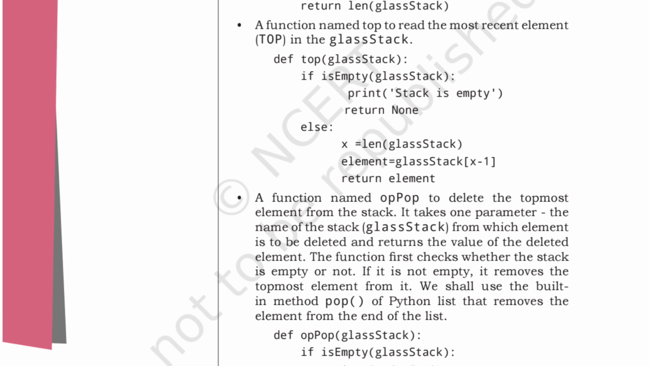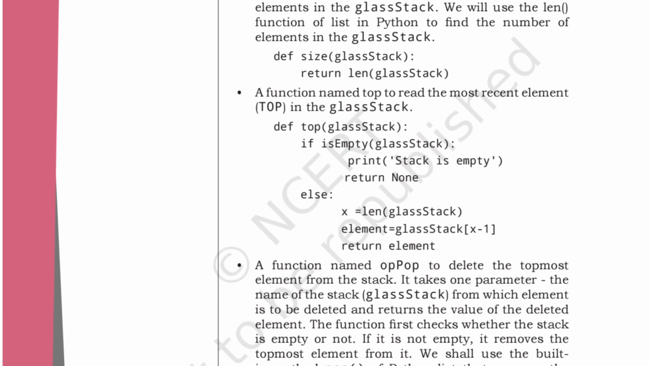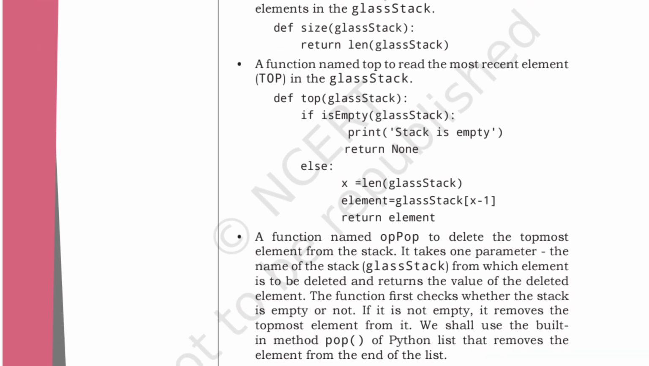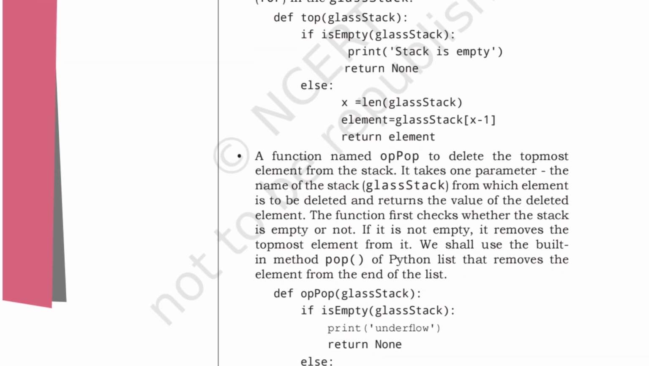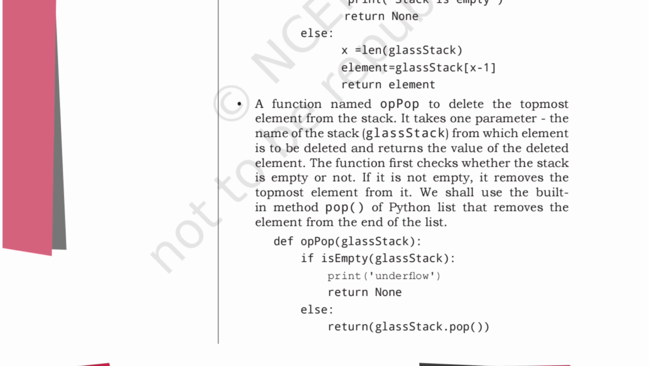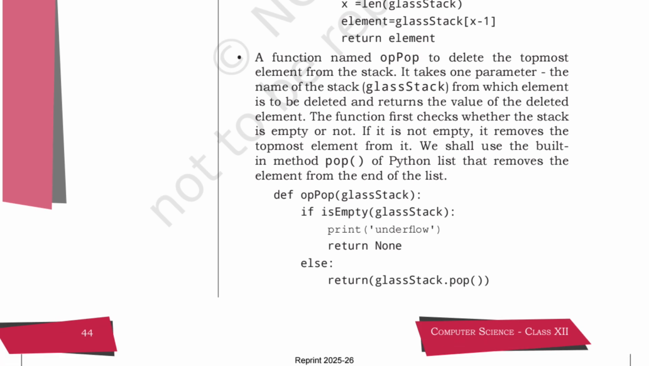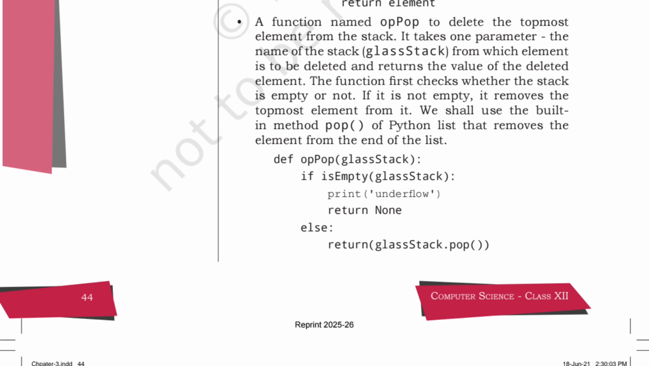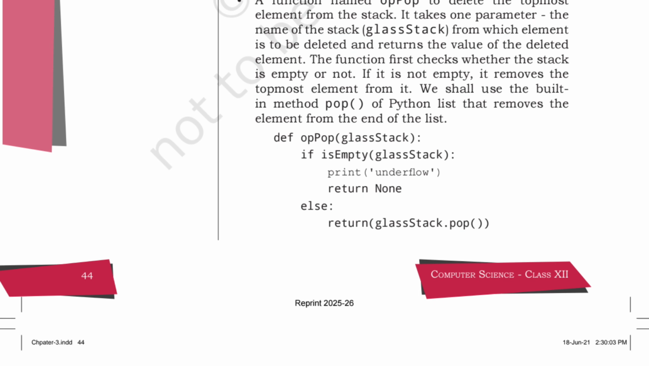Okay, so that is the operation named pop, to delete the topmost. The operation pop is basically useful for what? Delete the topmost element from the stack. So over here we are using op pop(glass_stack). If is_empty(glass_stack), print underflow, return None, else return glass_stack.pop().